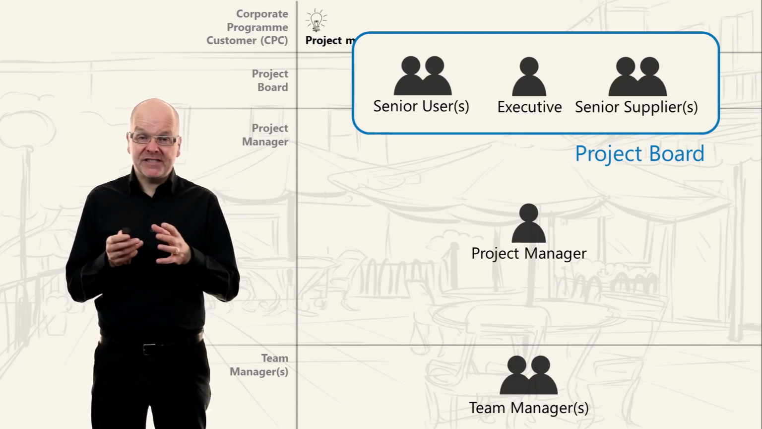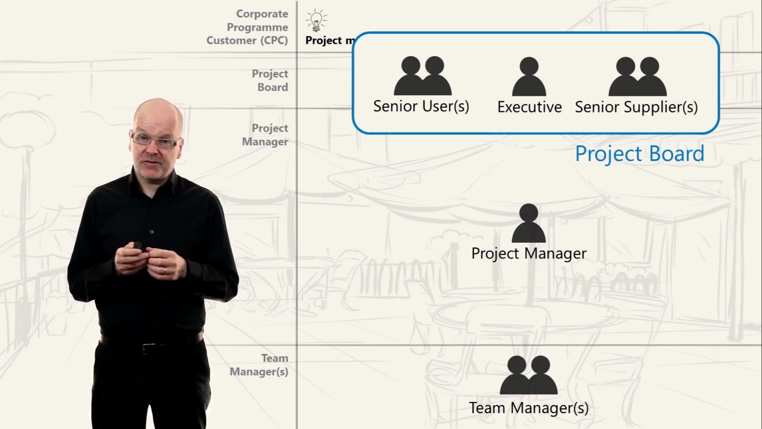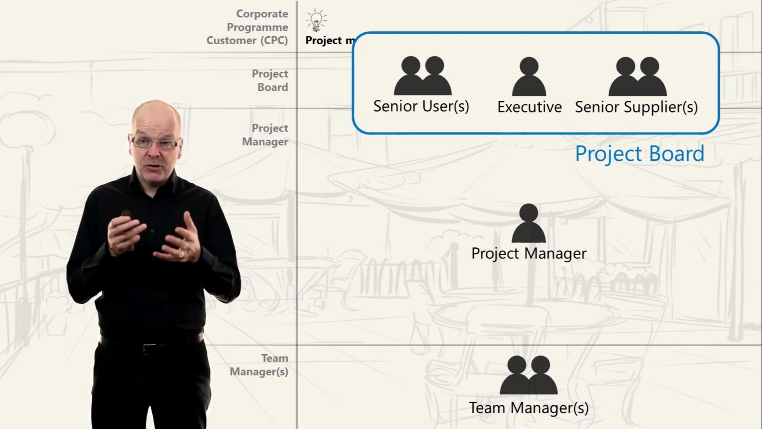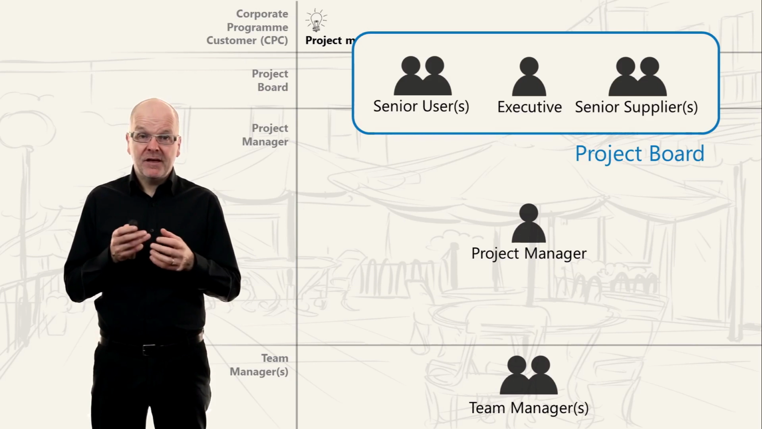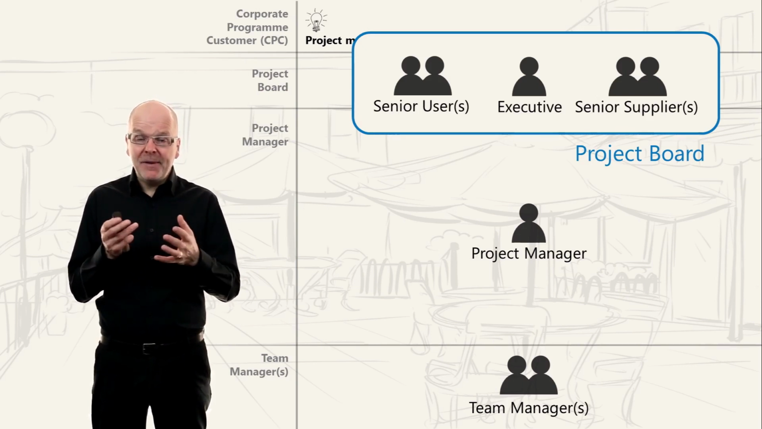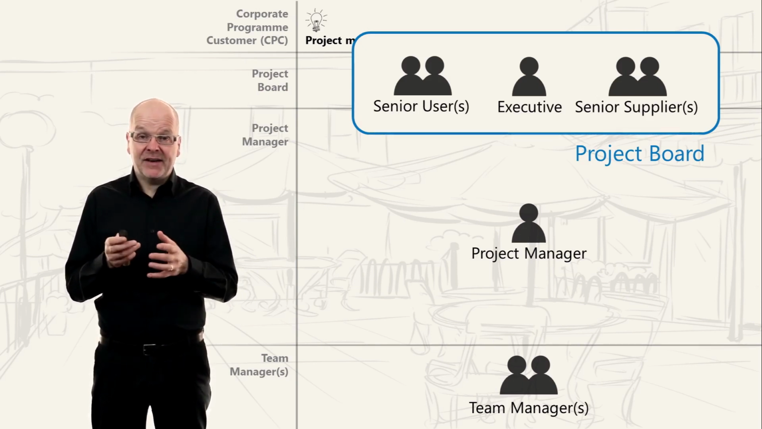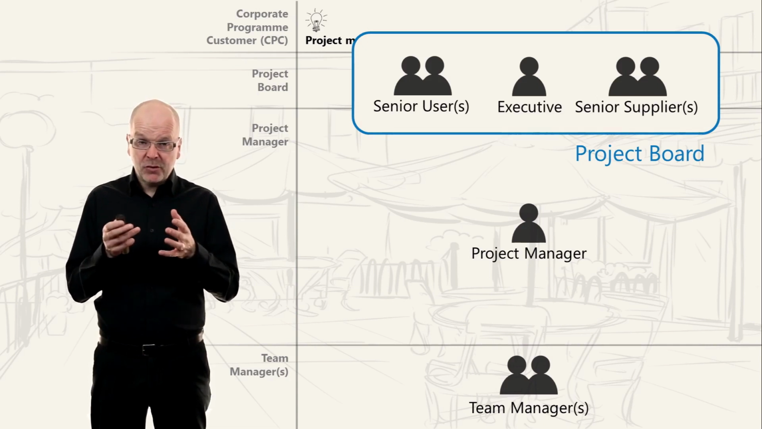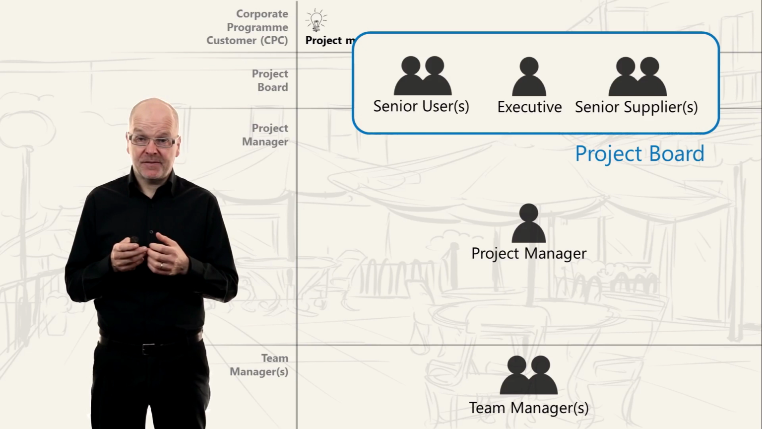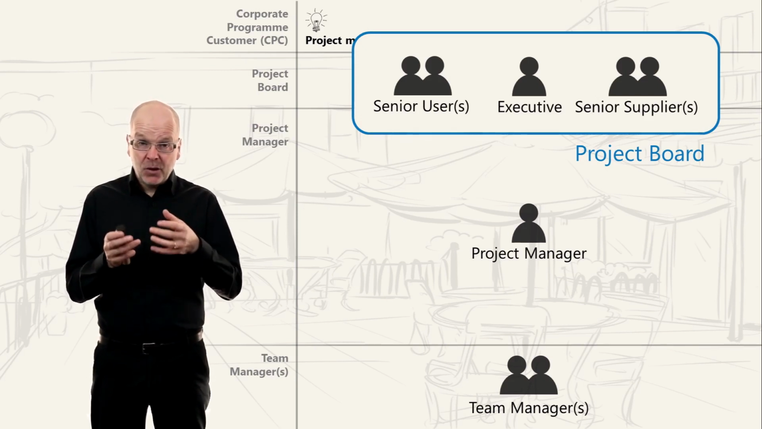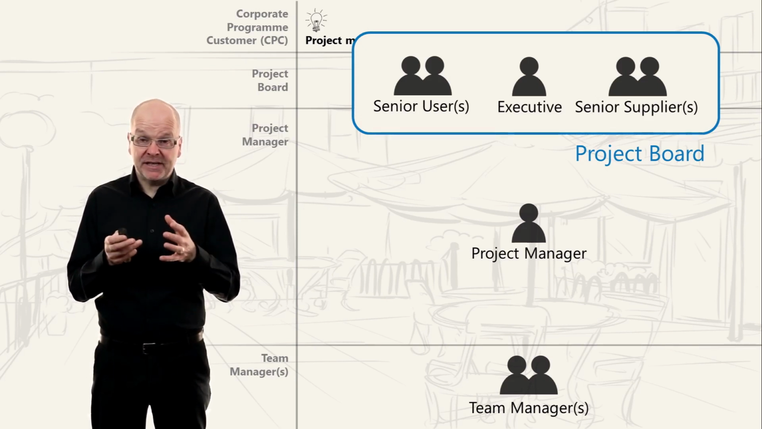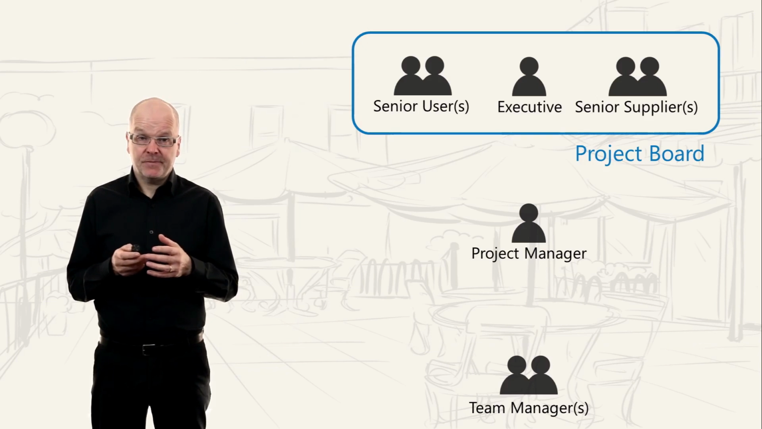A PRINCE2 project has 3 primary stakeholders. We have the business sponsor, users, and suppliers. So the business sponsor, well, they make sure that the project delivers value for money. Users, well, they will use the products once created and receive the benefits. And the suppliers, well, they'll provide the resources and expertise to produce the products.